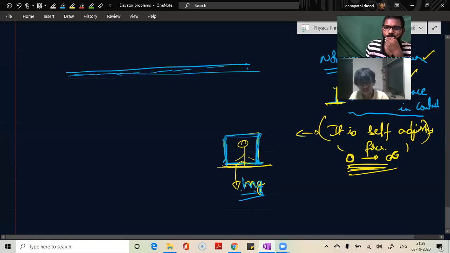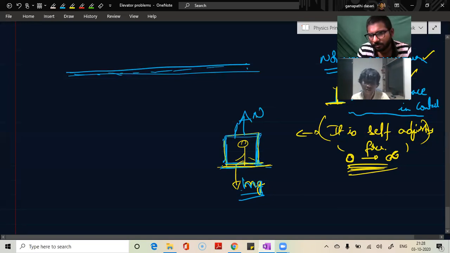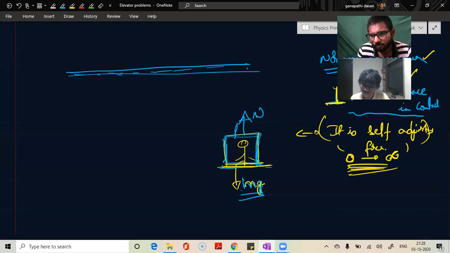So the normal force is acting perpendicular. Why? Because you are in contact with the surface, and the surface will exert a force perpendicular to the contact. Here you consider you are just standing straight, so this will act perpendicularly, normal. And what else? That's it, sir.